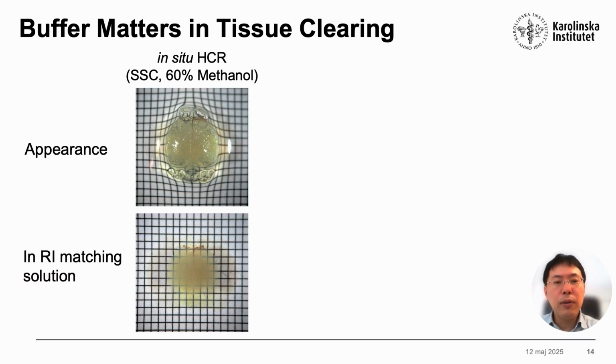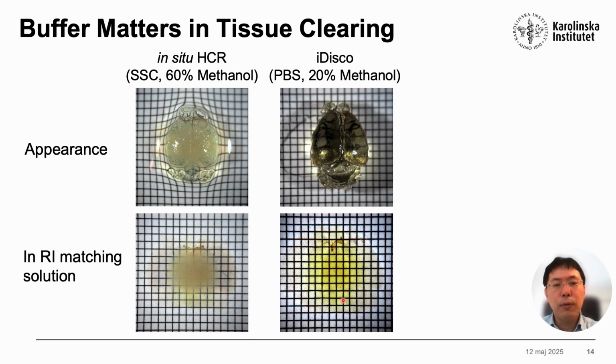The challenge we faced was related to tissue transparency. We found that when brains were dehydrated with high concentration of methanol after in situ HCR, the sample did not become fully transparent. It's as shown here. In contrast, the standard iDISCO+ clearing method, which starts with PBS followed by 20% methanol dehydration, produced well-cleared samples. This result suggests that the buffer component used in the in situ HCR protocol interfered with the tissue clearing.